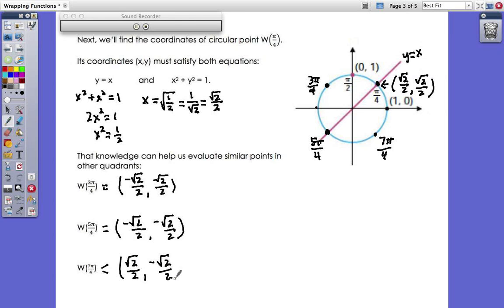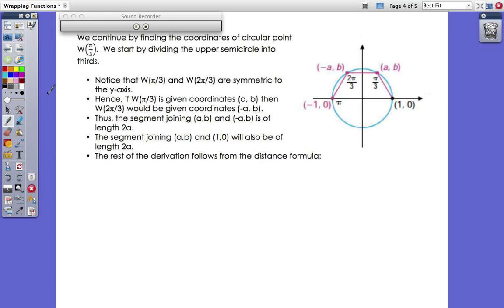That's not too bad. Okay, so far we've derived 8 special points on our unit circle. If the bug walked any of these distances, we'd be able to say what the coordinate was. We only have 8 more to go, and these are all going to come from really one derivation. So the next thing we'll figure out is the coordinates of a wrap of pi over 3.